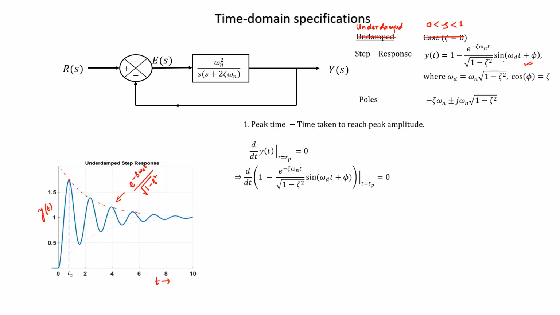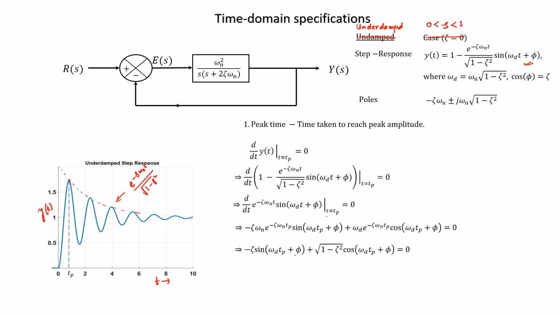If I write down the expression, I will go ahead and differentiate this function. This is a constant, so differentiation of that will be 0. This part is also a constant, I can take it out. So, I am left with only this part. Differentiating it, it will give minus zeta omega n e to the power minus zeta omega n t, and the differentiation of the sine will be cos of omega d Tp plus phi, and you will have an omega d term here. I am evaluating this at t equal to Tp, which is why I have put t equal to Tp.